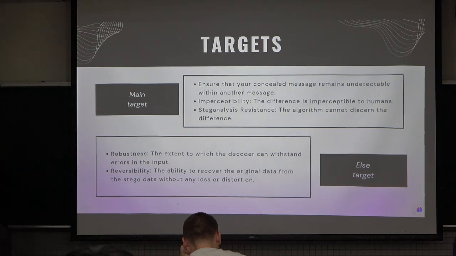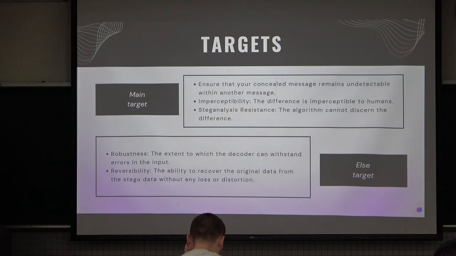The first is imperceptibility. Imperceptibility means we cannot let humans see that there's something hidden in this. It's obvious, right? Another target is that we don't want the computer to see the difference. So there's another term called steganography resistance, which means we don't want the algorithm or the computer to see that there's something hidden in this. These two are our main targets.